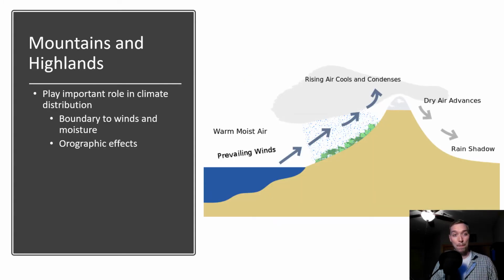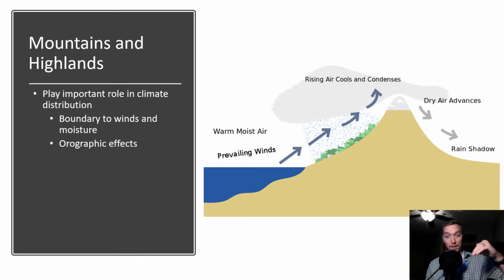Then the next big impactor is mountains and highlands. They play a really important role in climate distribution. They serve as a boundary to winds and moisture. And again, if we're thinking back to our intro to physical geography courses, they impose an orographic effect. Essentially, as we see in the diagram here on the right, as air masses come in off the coast, for example, and they encounter a mountain, they rise, that air cools, water condenses, and rain falls out, or snow in some cases in your higher elevation regions.